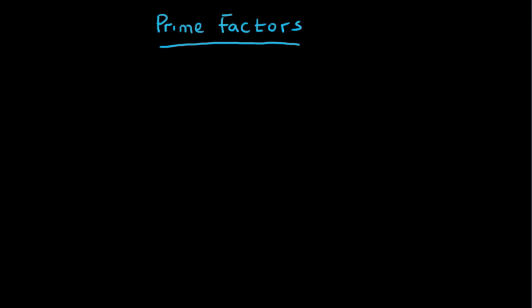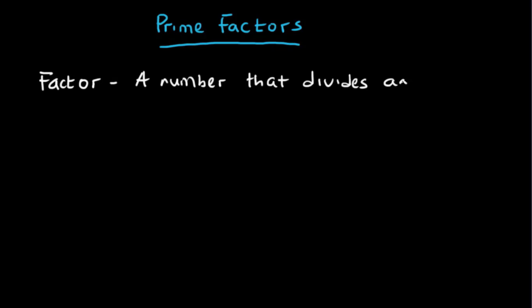Now we have prime factors. Now we already know what prime numbers mean. The next thing we need to understand is what are factors. What do we mean by a factor of a number? A factor of a number is a number that can divide another number without a remainder. So a number that divides another number without remainder is a factor.